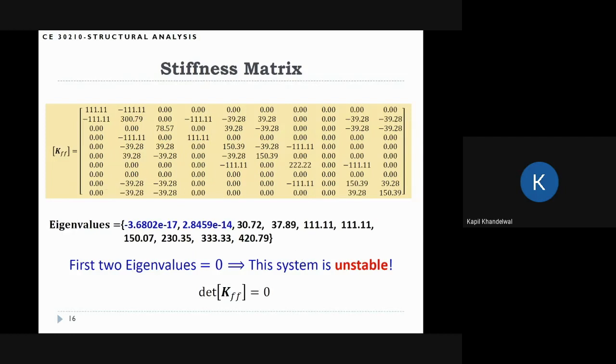And now I'm going to plot those eigenmodes. Let me show you the eigenmodes corresponding to the first 3 eigenvalues: the first eigenvalue, second eigenvalue, and the third eigenvalue. You can see that the third eigenvalue is actually positive, so this is okay. The first 2 are troubling cases.